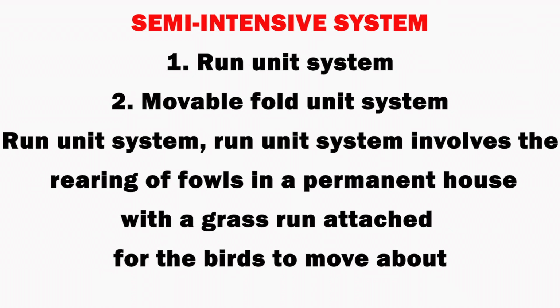Let's look at types of semi-intensive system. Number one, run unit system. Number two, movable food unit system. Let's take them one by one and explain them. Run unit system. Run unit system involves the rearing of fowls in a permanent house with a grass run attached for the birds to move about.